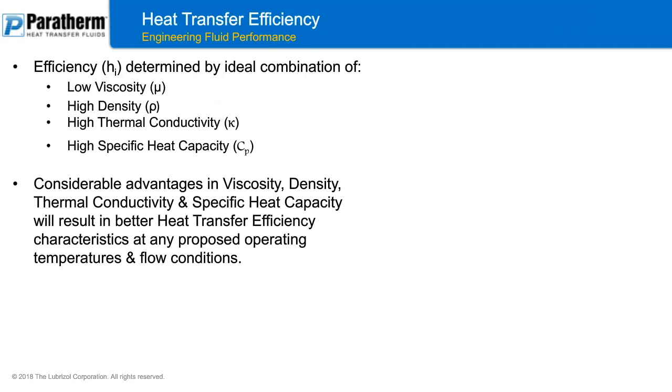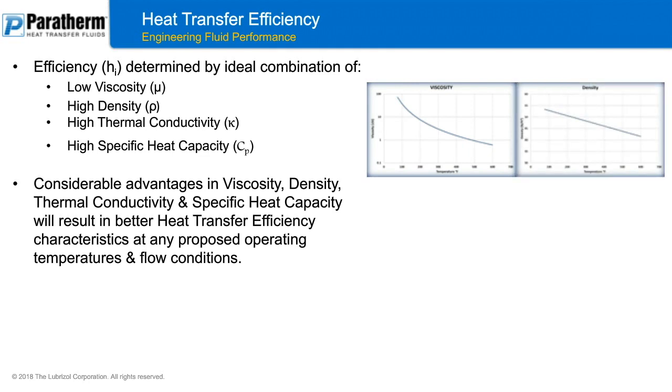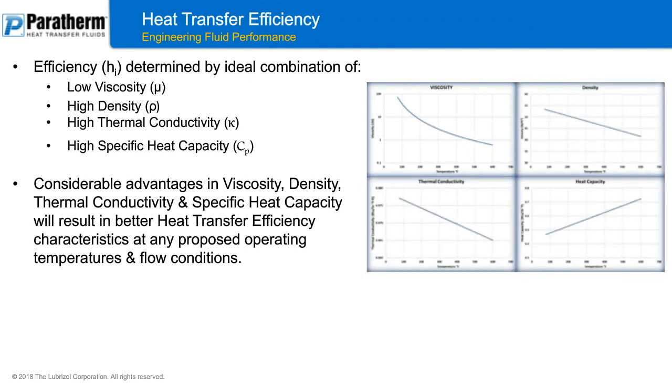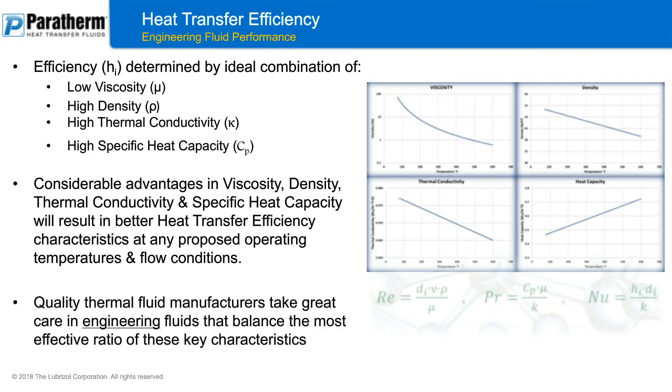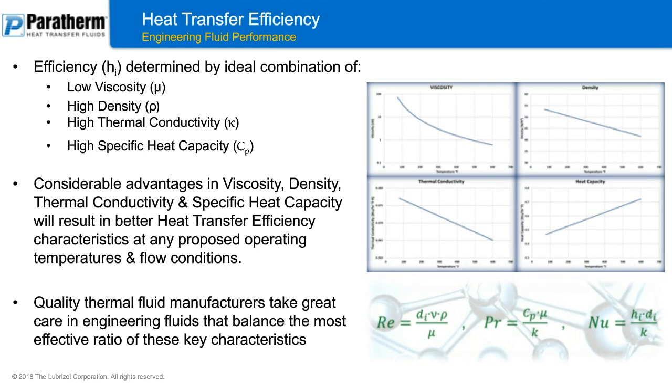So efficiency is determined by an ideal combination of low viscosity, high density, high thermal conductivity, and high specific heat capacity. Okay, so those advantages, weighed out and ratioed out and designed, will give you better heat transfer efficiency at any proposed operating temperatures and flow conditions. How do you determine those things? Well, your thermal fluid supplier will have that on the data sheet. If they don't, then request it if it's not published. If they aren't able to give it to you at an extended temperature range, dismiss them as a thermal fluid supply option because you should be able to get at least those characteristics. The quality manufacturers take great care in engineering fluids that balance those characteristics.